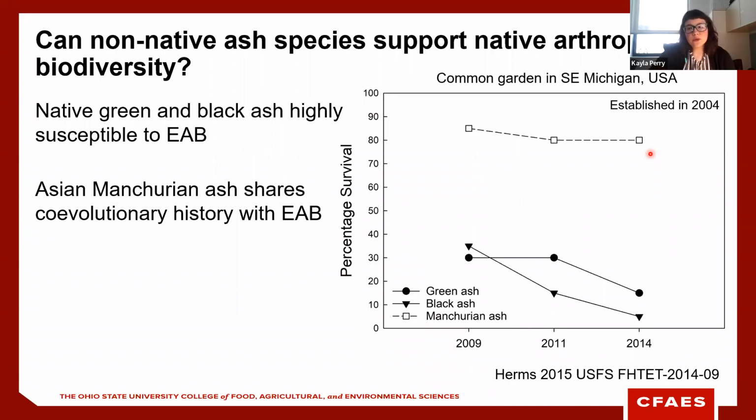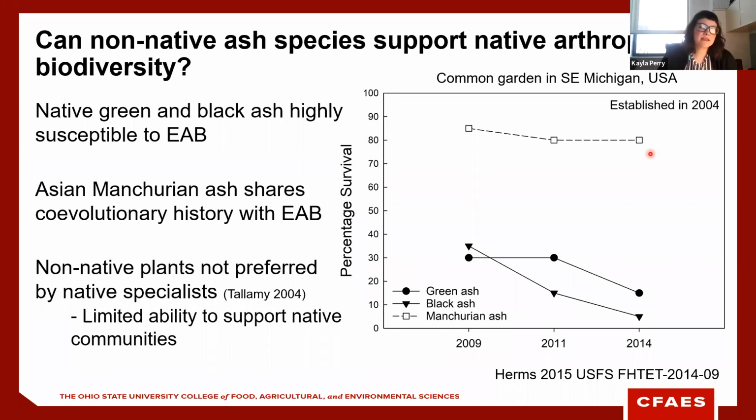And so, will native arthropod species, these specialists, use Manchurian ash as a host? Well, if we look in the literature, there are some mixed results that might inform this hypothesis, but there's evidence that maybe non-native plants are not preferred by native generalists, and that native plant species are superior hosts for specialist arthropods. So there might be limited ability to support native communities and the arthropod specialists, the herbivores, but also higher trophic levels, the parasitoids and the pathogens.